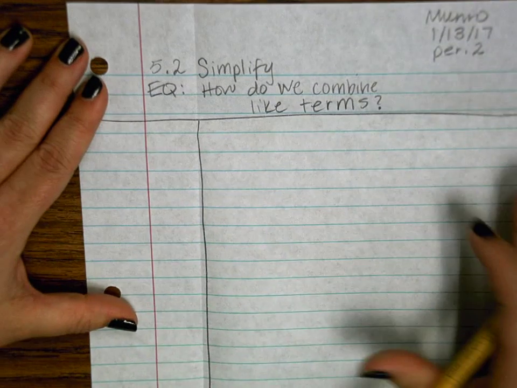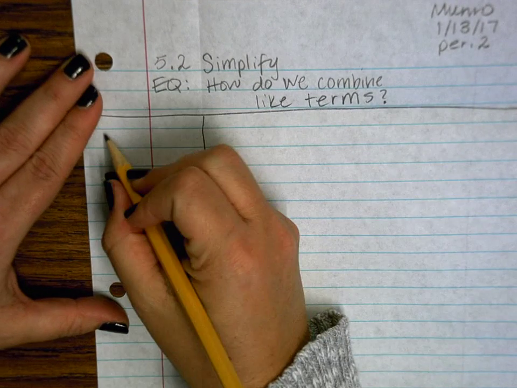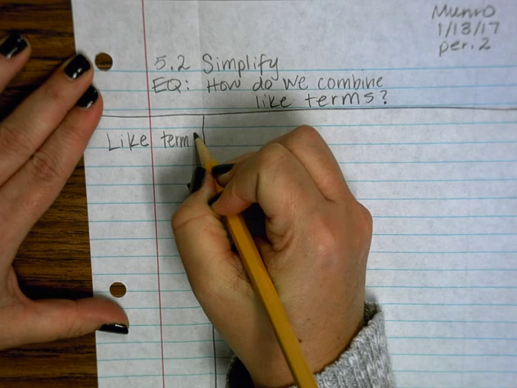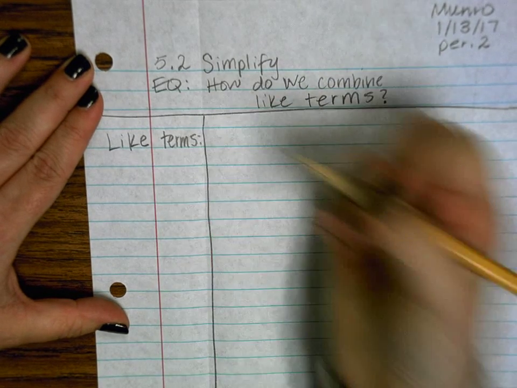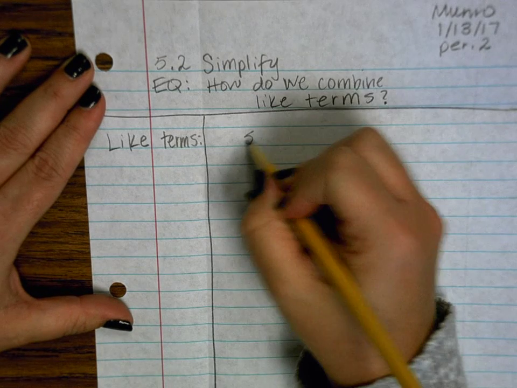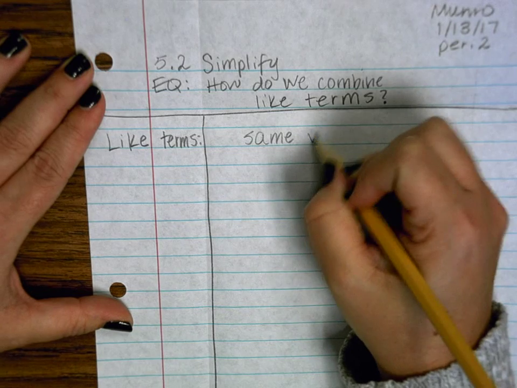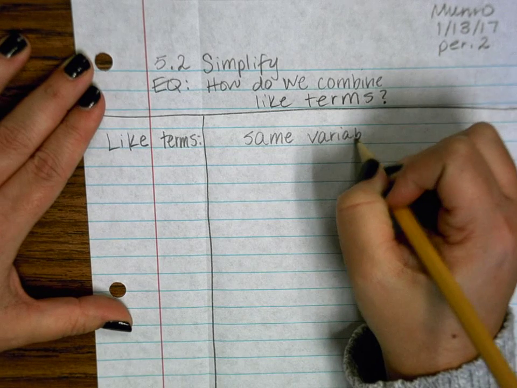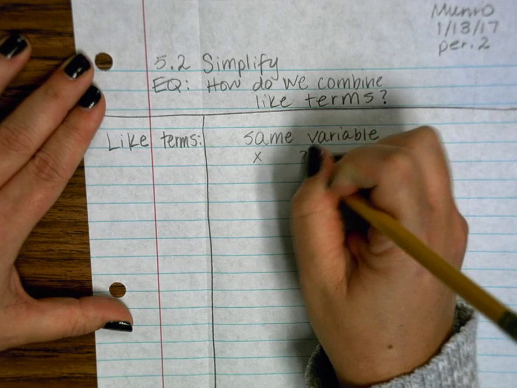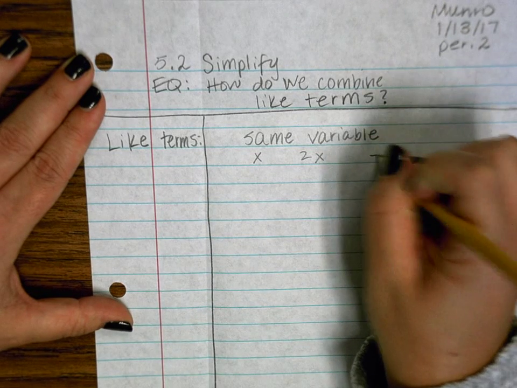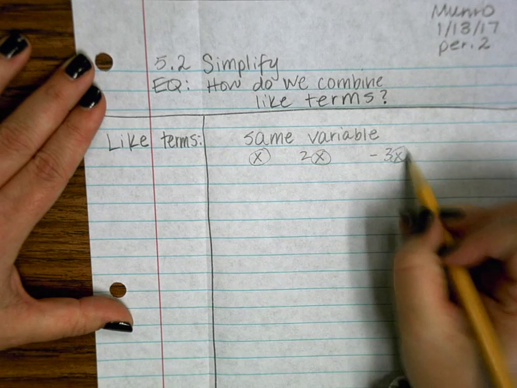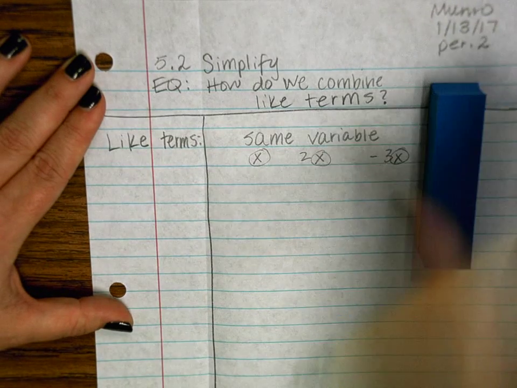So our first vocabulary would just be like terms. And you saw in your book they said something about they had the same variable. So let's write same variable, and we'll put some examples like x, 2x, negative 3x. All the x's are the same variable, so these go together. They're like the blue sticks, right? All the same.